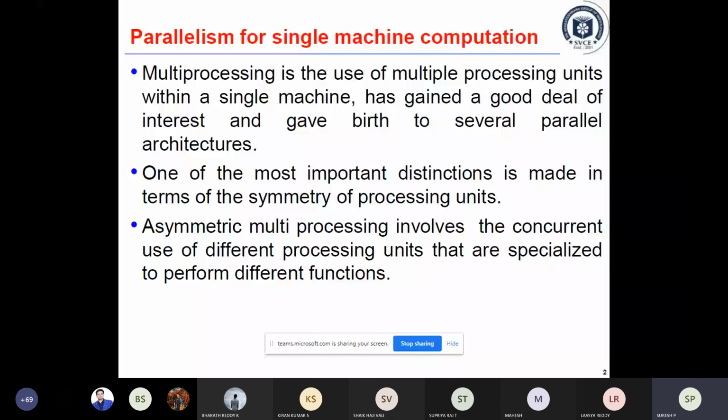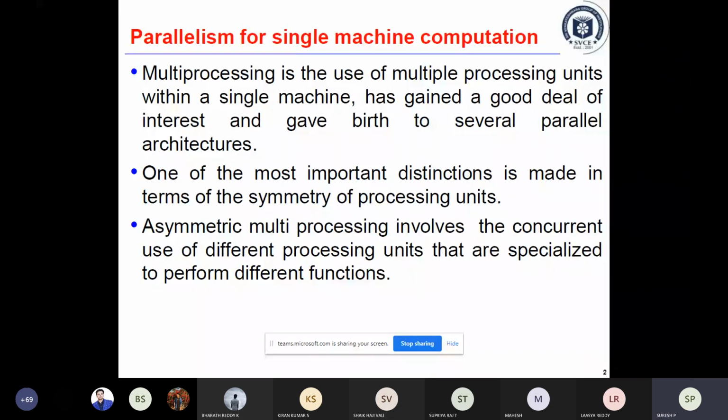What do you mean by parallelism? Why do we have to go for parallelization of my work? Because parallelism is nothing but a technique used to improve the performance of the computer. It's a layman's definition, right? So parallelism is nothing but a technique which is used to improve the performance of a computer.